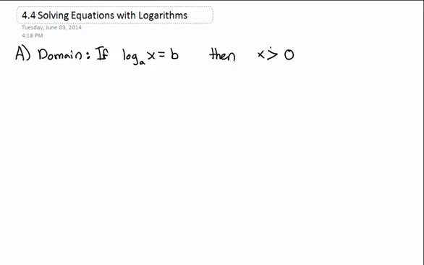In fact, let's write that down. This means we must check our solutions.